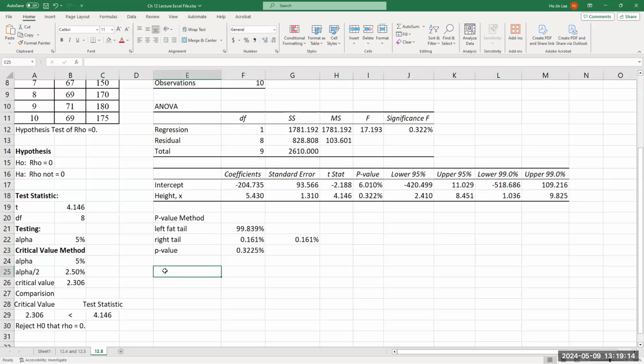Okay, so let's do our comparison. P-value and alpha. The p-value is clearly less than alpha. So that means, again, we can reject H naught, that rho is equal to 0. Both these two tests should give us the same result.